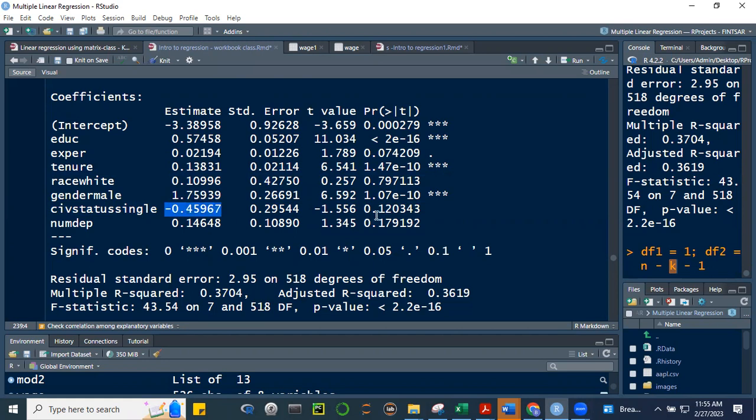When you interpret this, and then here, number of dependents, although it's not significant, let's assume it's significant. So on the average, a one person, kasi number of dependents, either sons or daughters, or dependents in general. An increase of one dependent will mean an increase of around $0.15 hourly wage, ceteris paribus, although it's not significant.